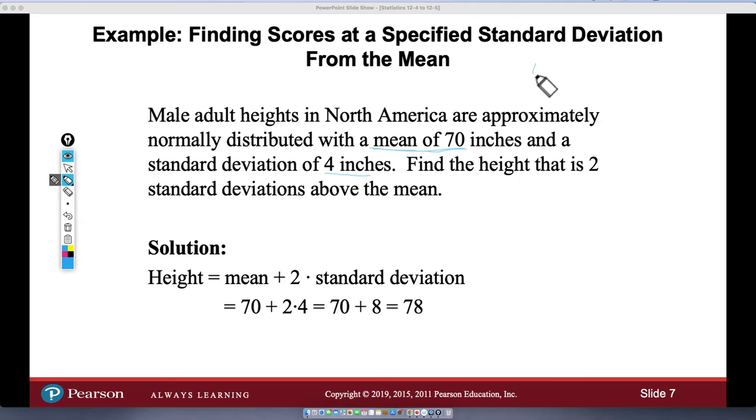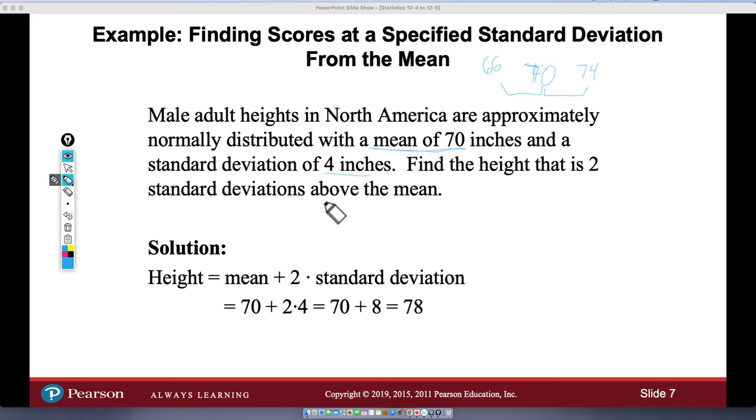What does that mean? So the mean is 70, and then 1 standard deviation means 4 plus 70, so that would be 74. 1 standard deviation below would mean 70 minus 4, so that would give us 66. So these are kind of how we go.